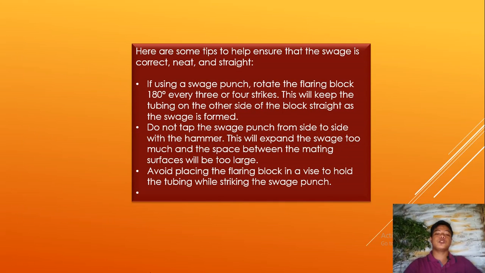Here are some tips to help ensure that the swage is correct, neat, and straight. If using a swage punch, rotate the flaring block 180 degrees every 3 or 4 strikes. This will keep the tubing on the other side of the block straight as the swage is formed. Next, do not tap the swage punch from side to side with a hammer. This will expand the swage too much and the space between the mating surfaces will be too large. Avoid placing the flaring block in a vise to hold the tubing while striking the swage punch.